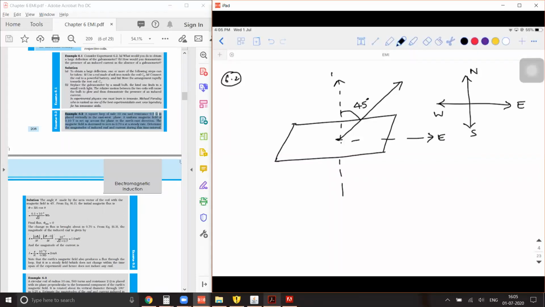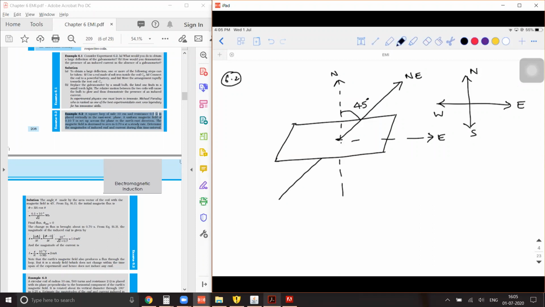So east, and this is going to be north. So indirectly, they've given you the angle. Is this magnetic field a constant value or varying? Initially, if you observe, it is a varying one.